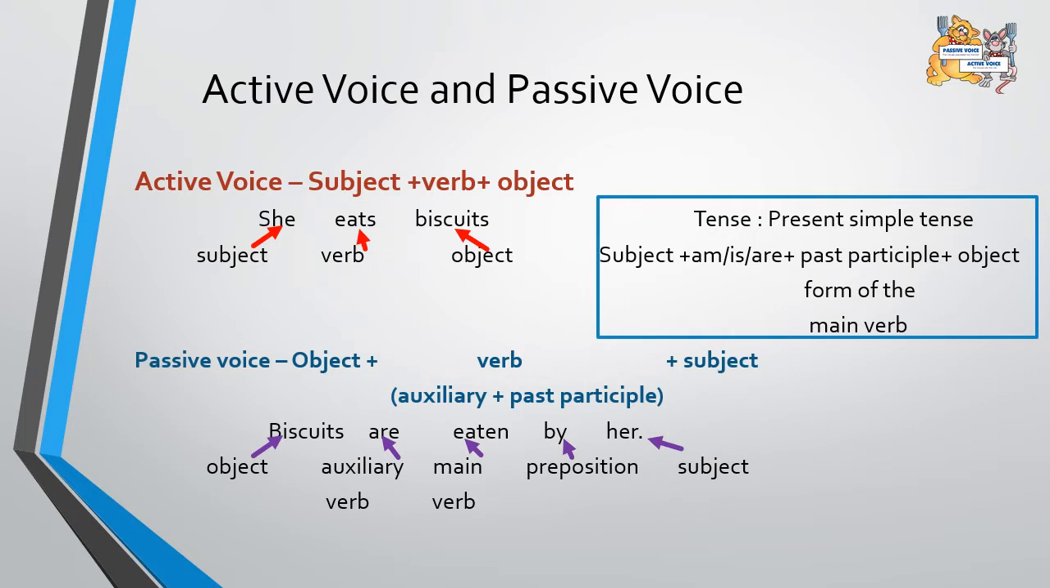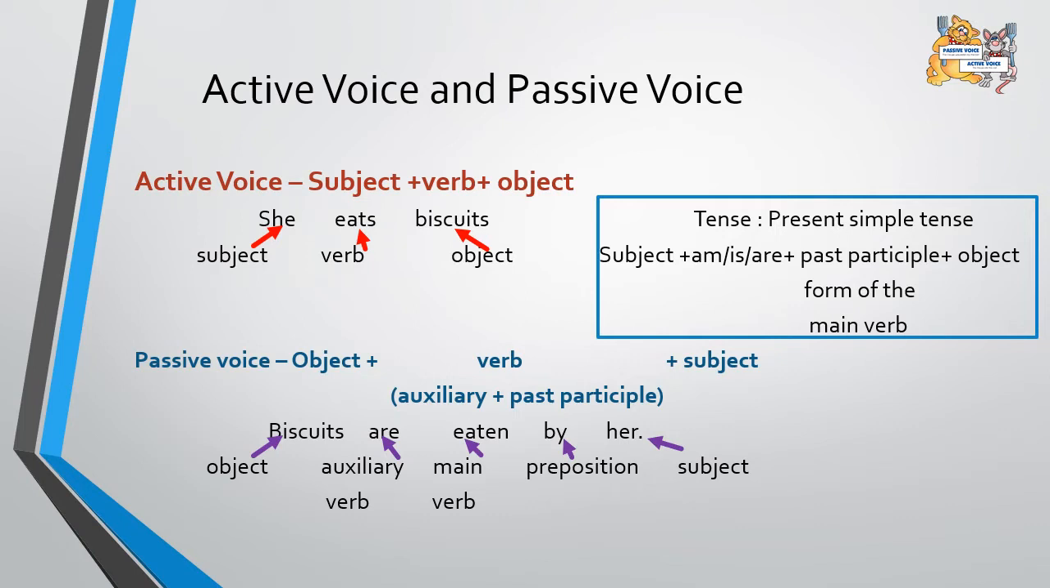The passive voice sentence begins with the object, that is biscuits. Then we add the auxiliary verb according to the formula. Biscuits is a plural noun, so we select the auxiliary verb are. Then we write the past participle form of the main verb eat. The past participle form of the main verb eat is eaten.